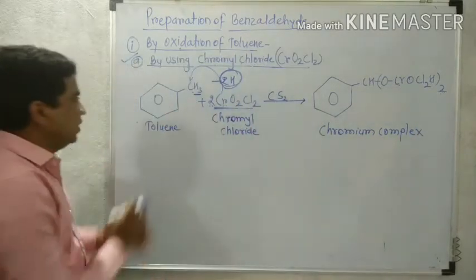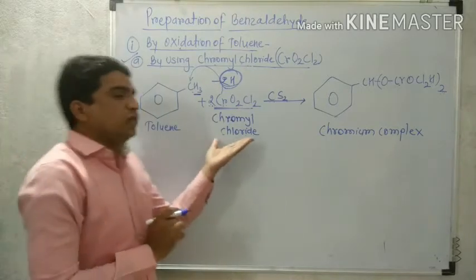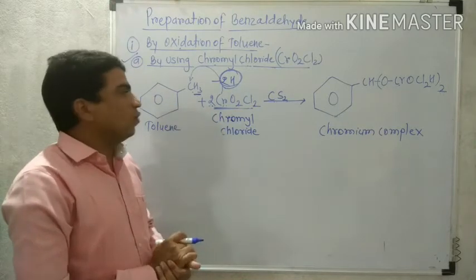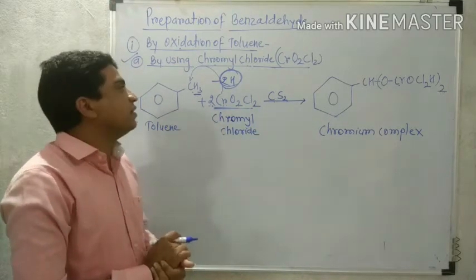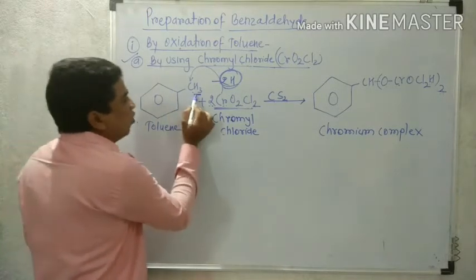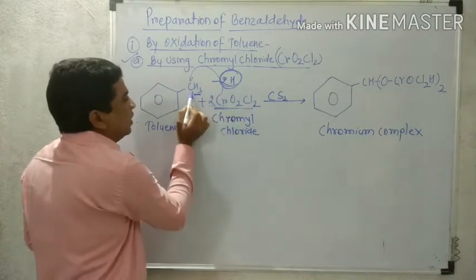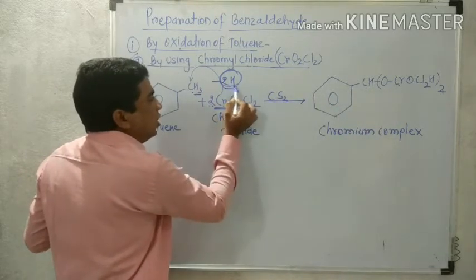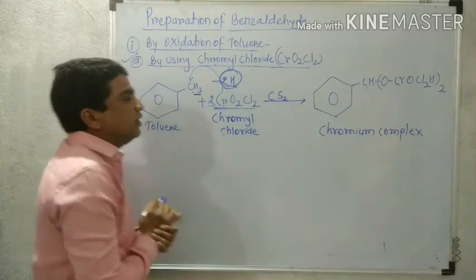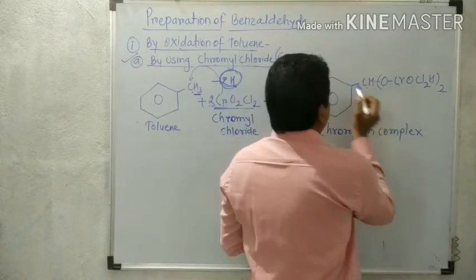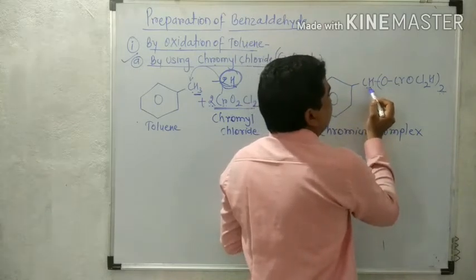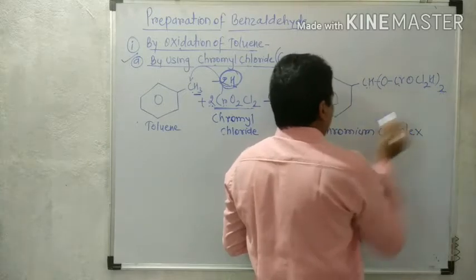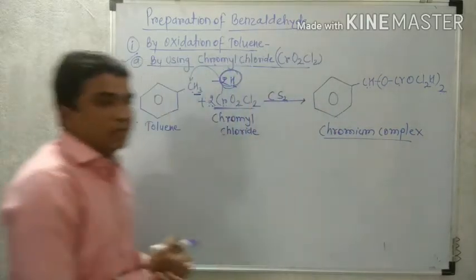So what happened firstly? Toluene reacted with two molecules of chromyl chloride in the presence of the solvent carbon disulfide. After removal of two hydrogens from the CH3, CH3 is converted to CH. These two complete molecules along with the two hydrogens are added to the CH. So here the structure obtained is benzene attached to CH(OCrOCl2)2. This is the chromium complex.